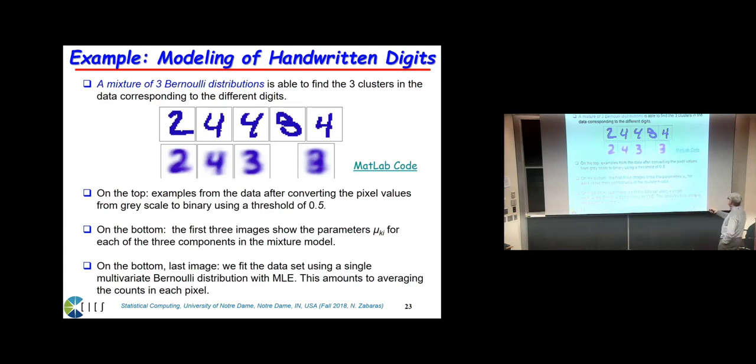Here you fit all of these 2, 4, and 3 to one distribution, and it comes out that the center is 3. Maybe there were more 3s in the data set, or 3 is a more dominant digit among 2, 4, and 3, but this is what you get. So this is a nice type of calculation.